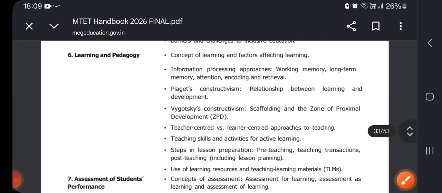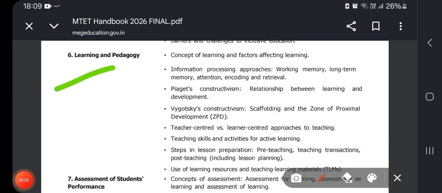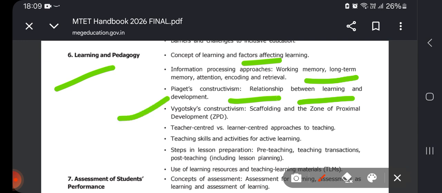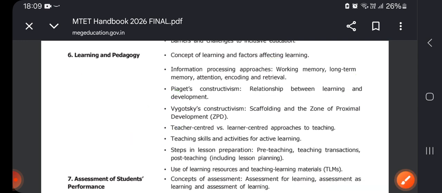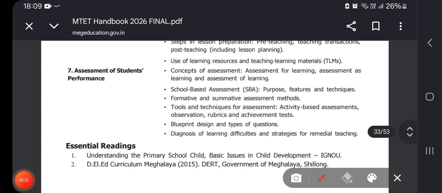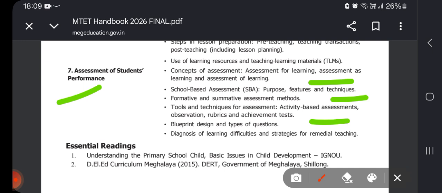Now moving to learning and pedagogy: concepts of learning, information processing, working memory, Piaget, constructivism, relationship between learning, Vygotsky, teacher-centered and learner-centered approach, teaching skills, steps. Now assessment of students' performance: types of assessments, school-based assessments, techniques, features, formative and summative assessments, tools of assessment, blueprint design, types of questions, diagnosis of learning difficulties and strategies for remedial teaching.